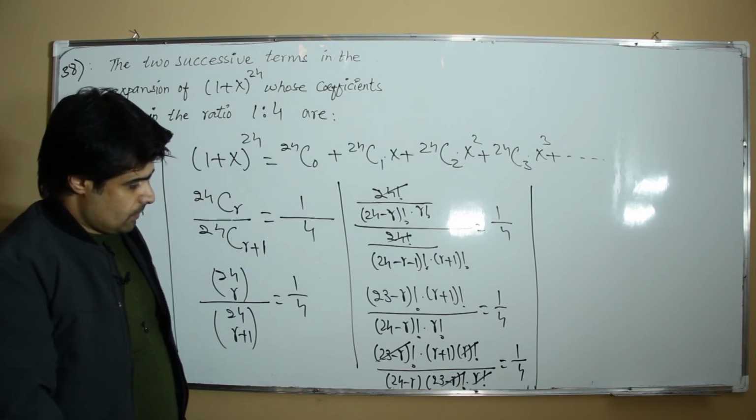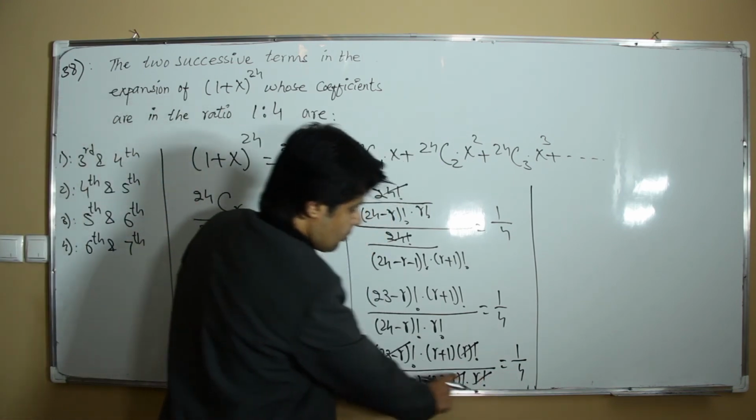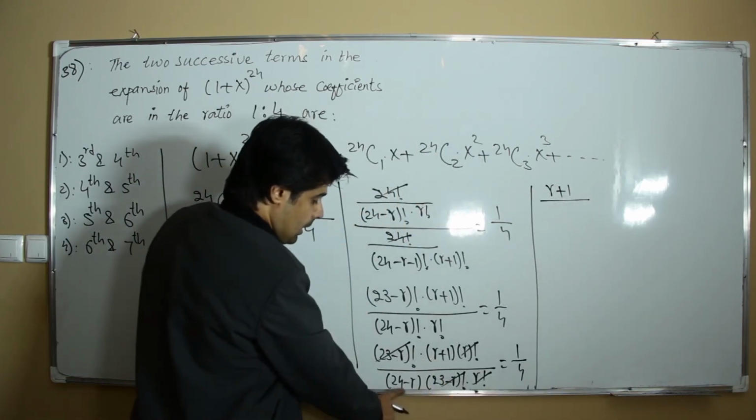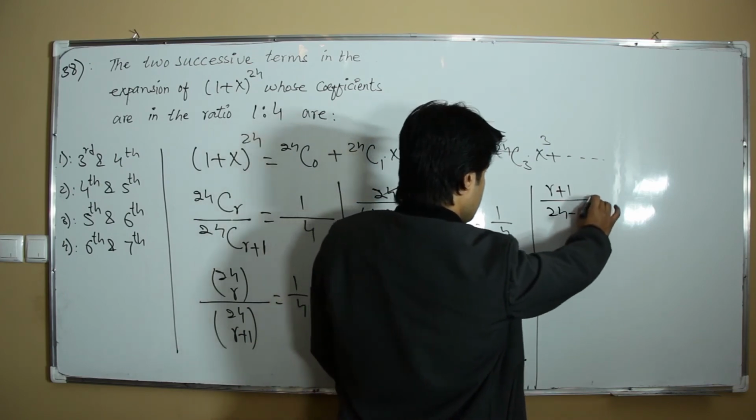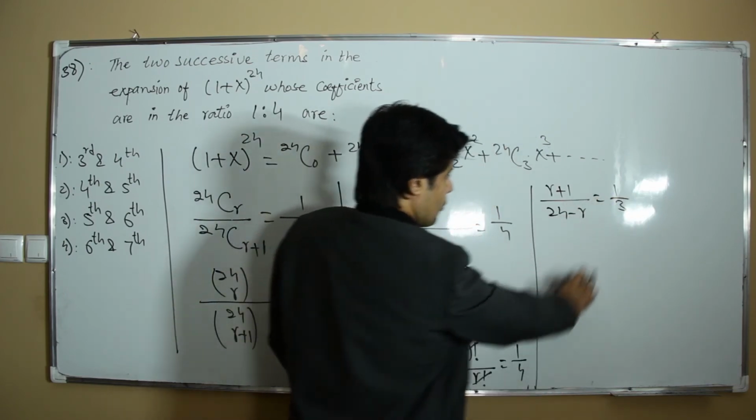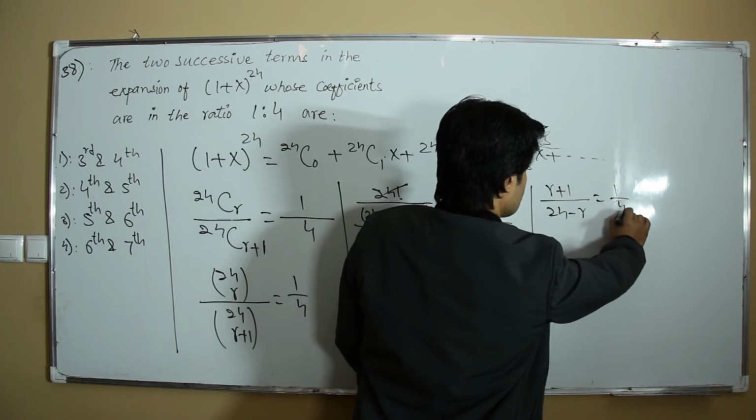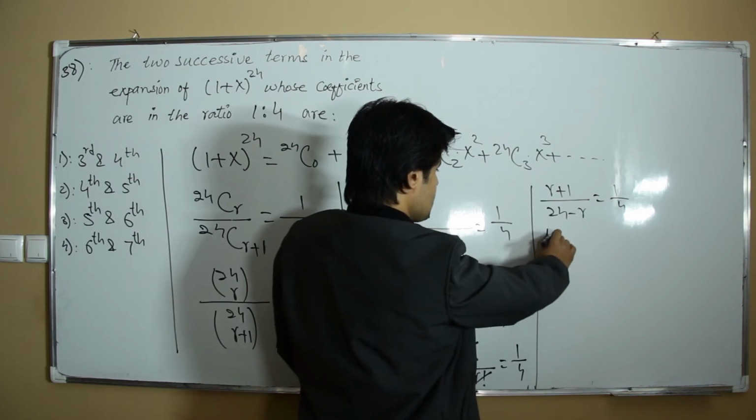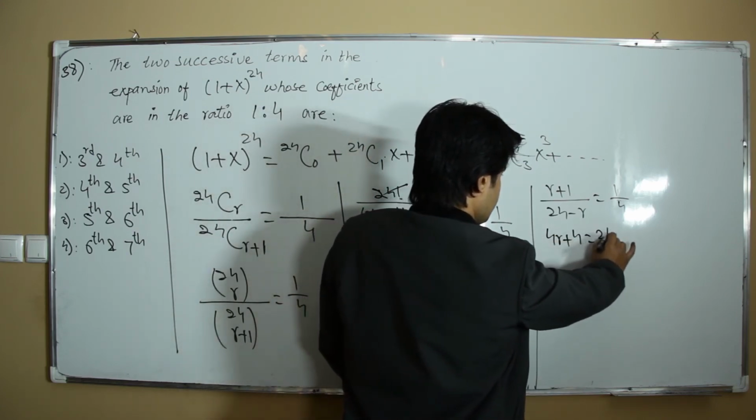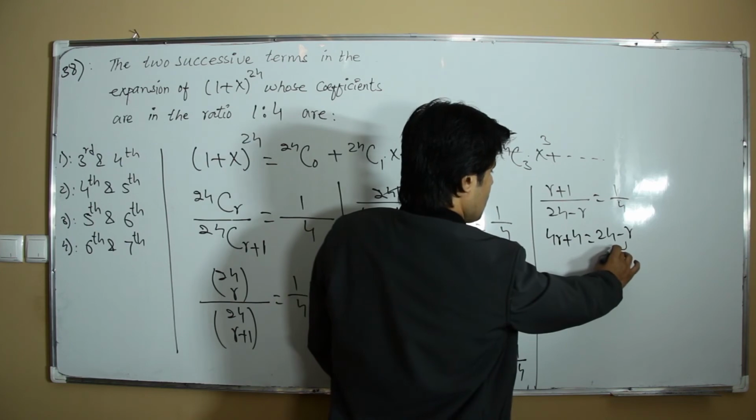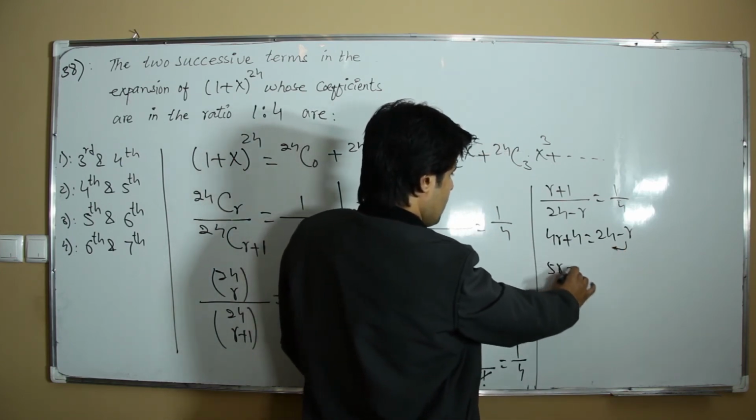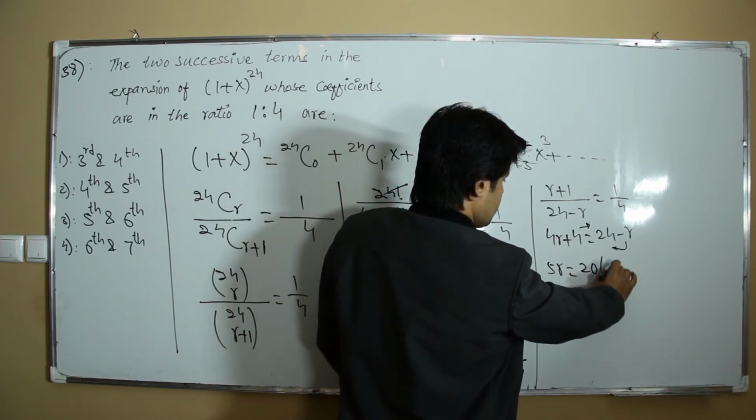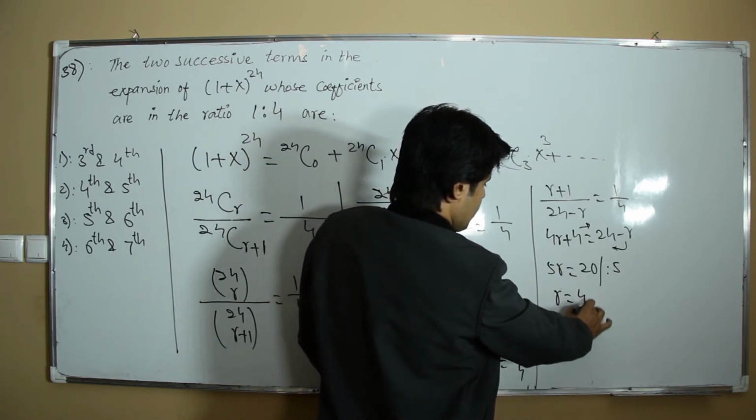Now we have r plus 1 in numerator, and in denominator we have 24 minus r, equal to 1 divided by 4. By cross multiplication you can find the value of r. 4 times this one is 4r plus 4, equal to 24 minus r. Now put r to the left side, we have 5r. Put this 4 to the right side, we have 20. Divide both sides by 5, you will find r is 4.